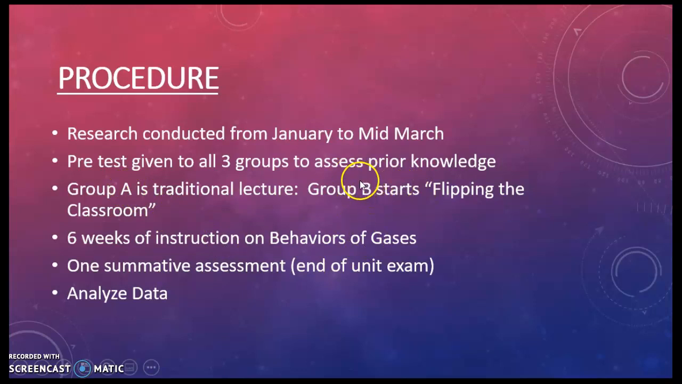And then group B was period 2. So they started flipping the classroom. As I said earlier, 6 weeks of instruction on the behavior of gases. And 1 summative assessment is the end of the unit exam. And then we have analyzed data.